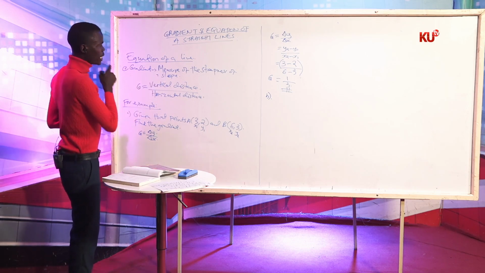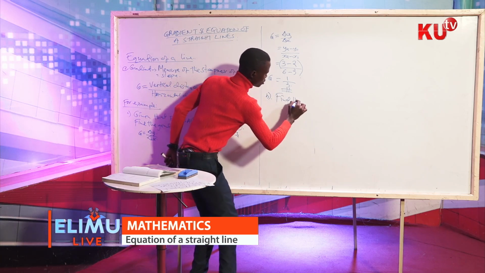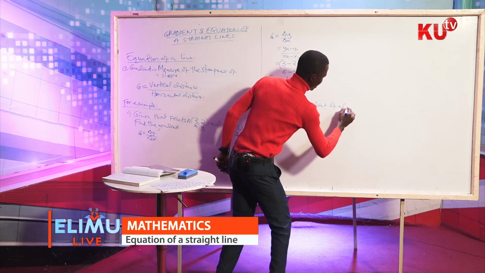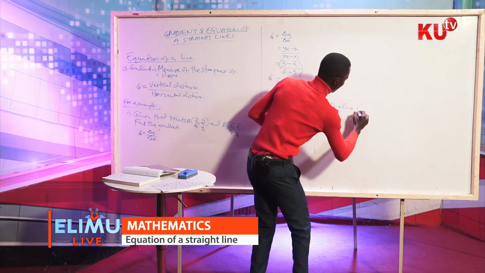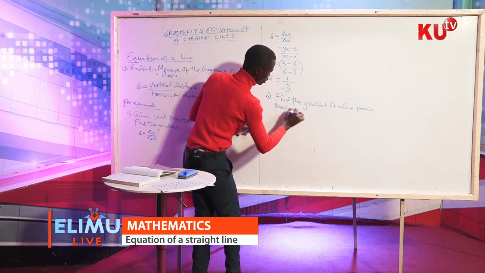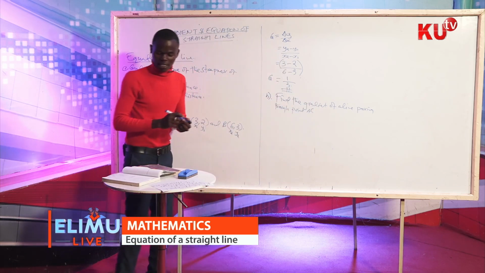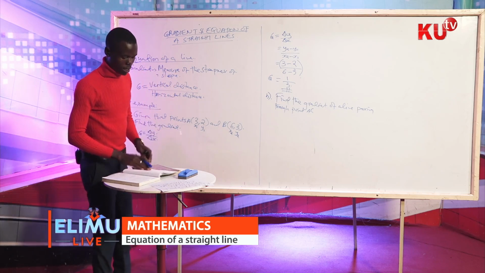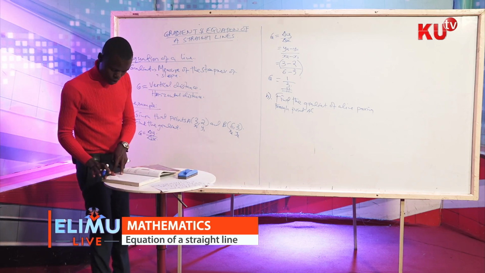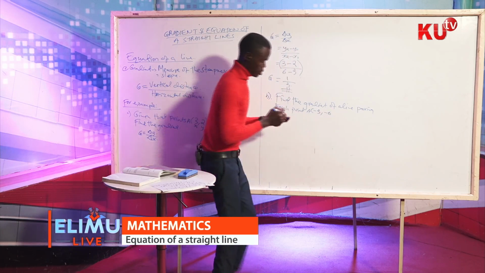Good. Now let us move to the next example. You will be told, find the gradient of a line passing through point, let me just use A. Don't ask me why I love using A. It is the first letter in the alphabetical order. We got A, we got negative 3.